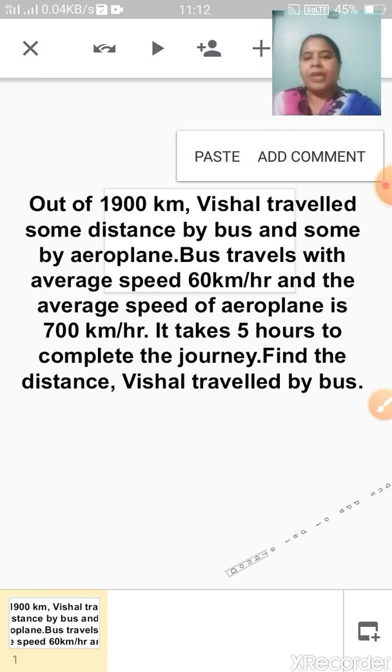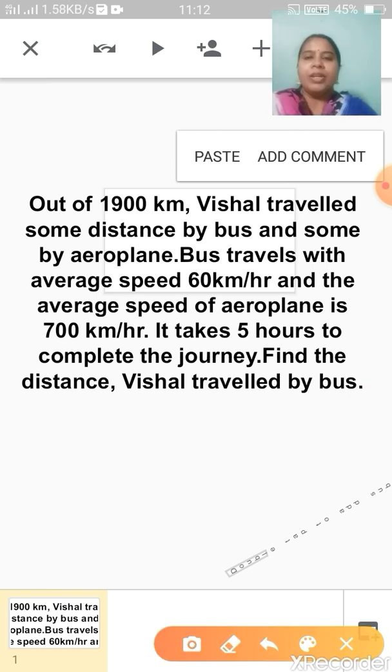Now in this only one question is asked, that is distance travelled by bus, if we see the last part of the question. But as you know, to solve simultaneous linear equations, we need to assume two things as x and y. So in this case, let the distance travelled by bus be x, while the distance travelled by aeroplane be y. These are the two unknown quantities in this, even though at the end we will only find out the distance travelled by bus and leave that as the final answer. But assumption is the first step.